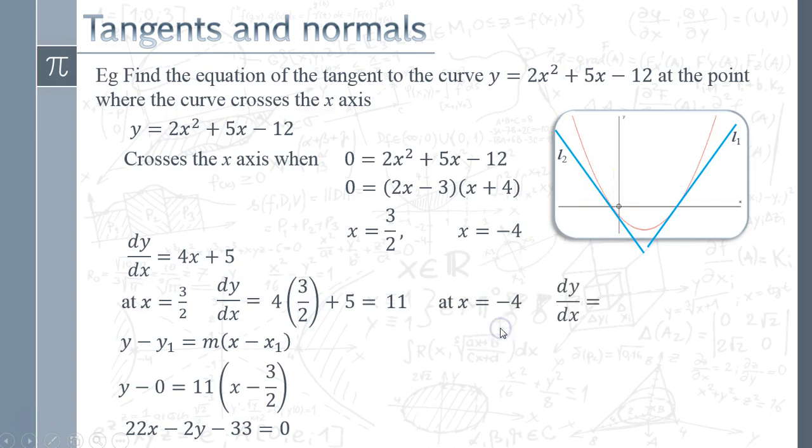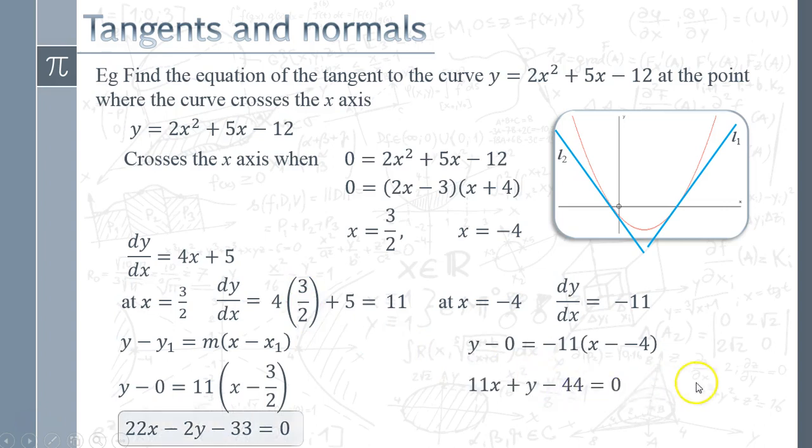So when x is -4, we've got dy/dx is -11. Same deal as over here, we just put a -4 in instead of that. And again, put it into the equation of the straight line, and there we go. There's our two tangents. Sorted.